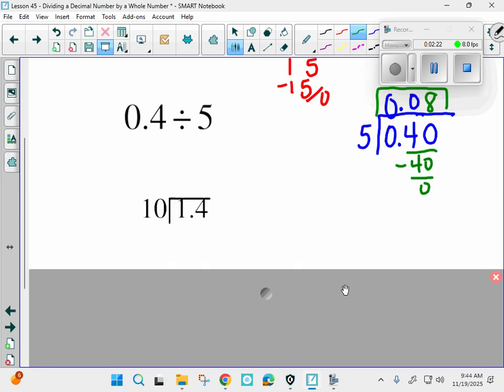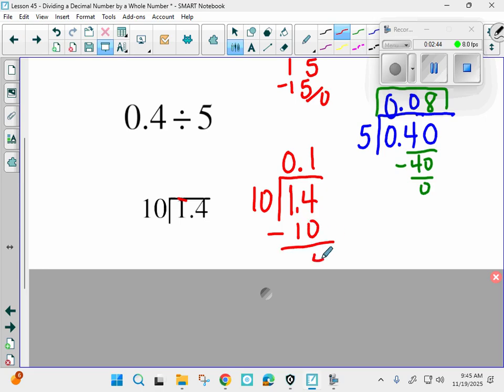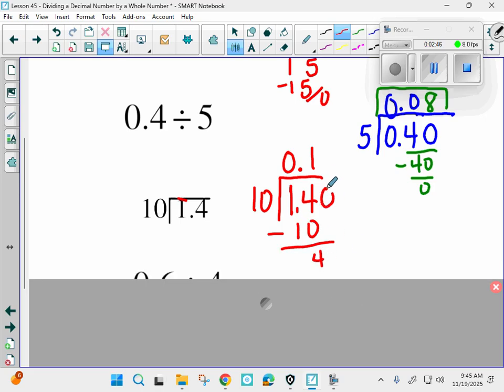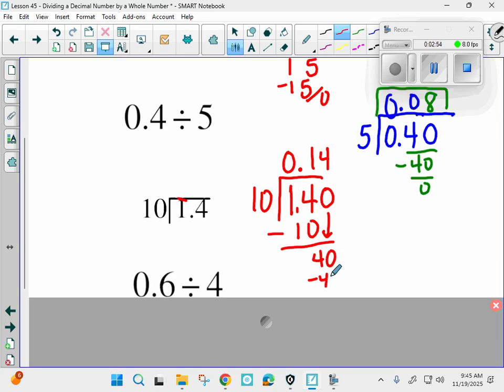All right, 10 into 1.4. So I've got 1.4 divided by 10. Again, 10 does not go into 1, so I put a 0. I move the decimal straight up. Now I'm doing 10 into 14. So 10 goes into 14 1 time. And then I subtract 10, and that gives me a 4. And I'm allowed to add a 0 onto here and bring it down. And now 10 goes into 40 exactly 4 times, and I can subtract 40 here to get a 0. So my final answer is 0.14.